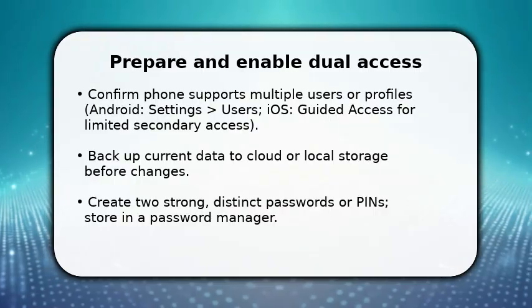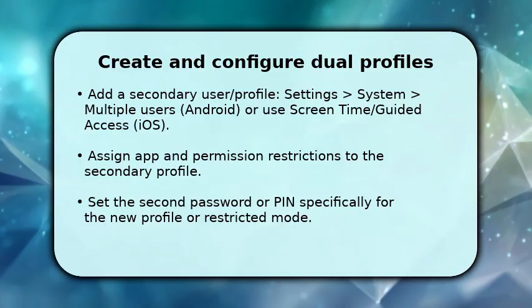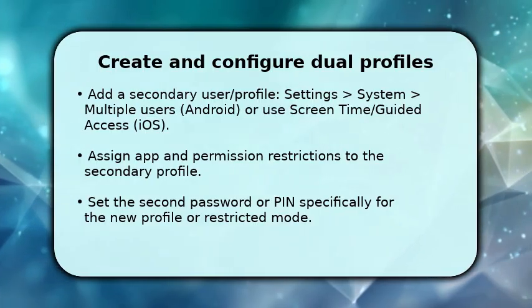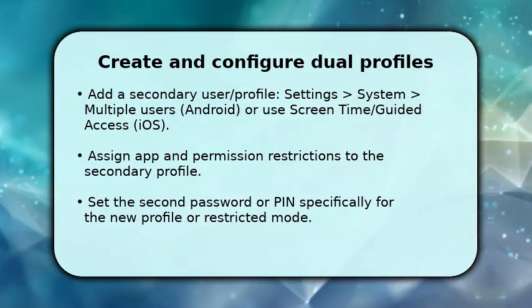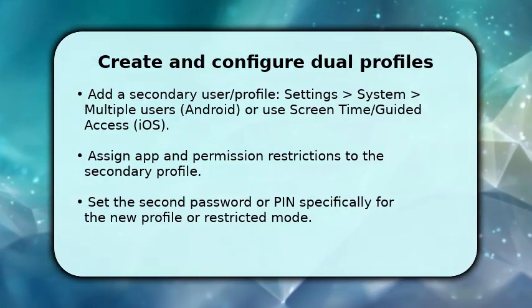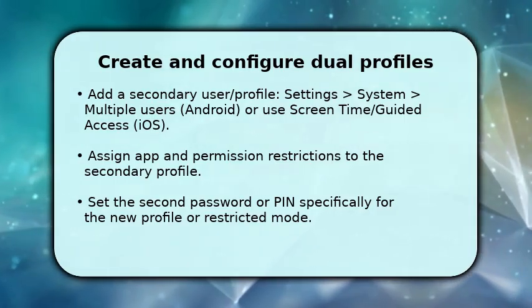You now create the second profile and attach its password. On Android, add a user or profile and choose which apps and permissions that account can access. On iPhone, use Screen Time for a restricted passcode or Guided Access to lock a single app. Then assign the second password or PIN to that profile or restriction.